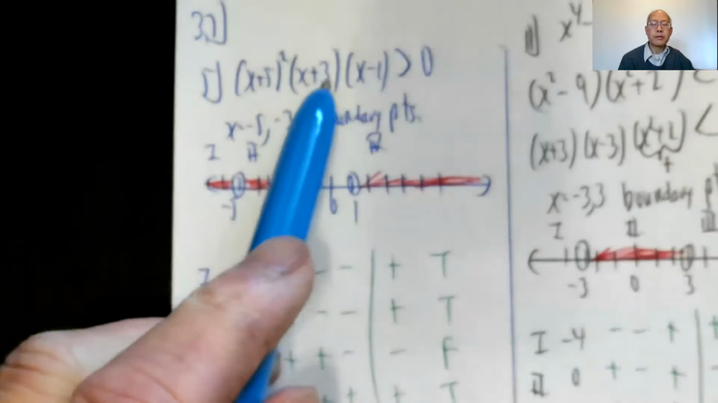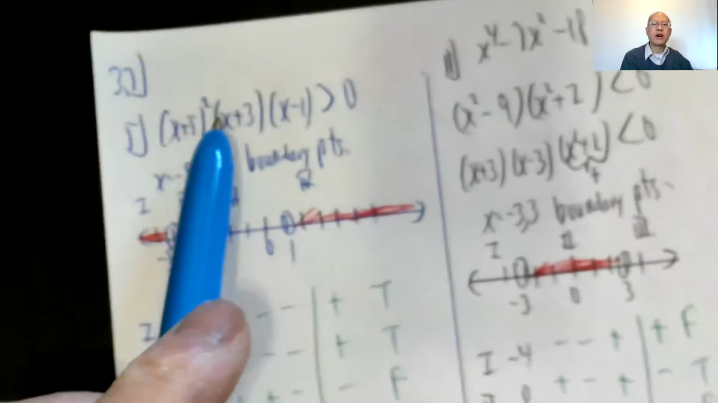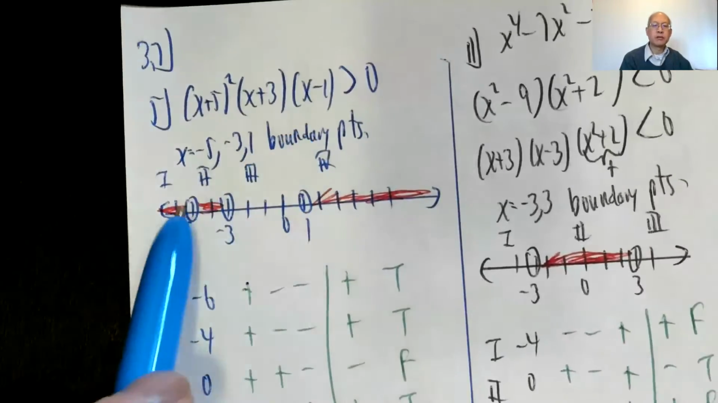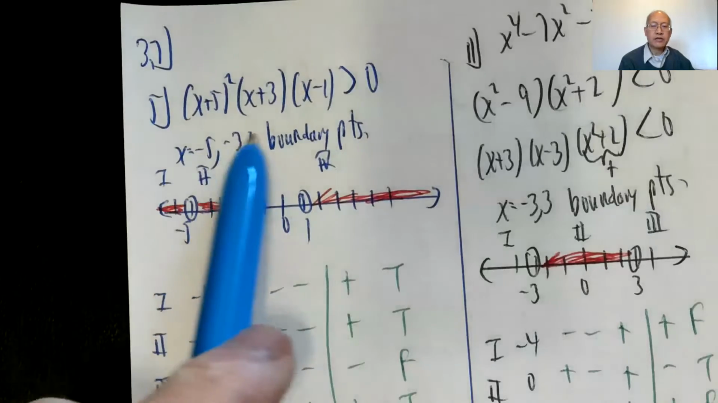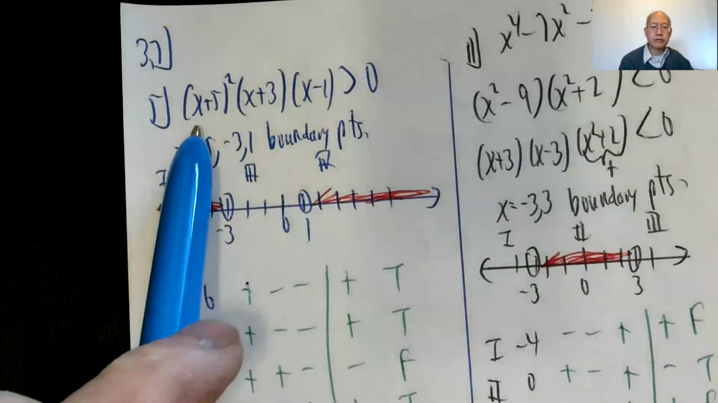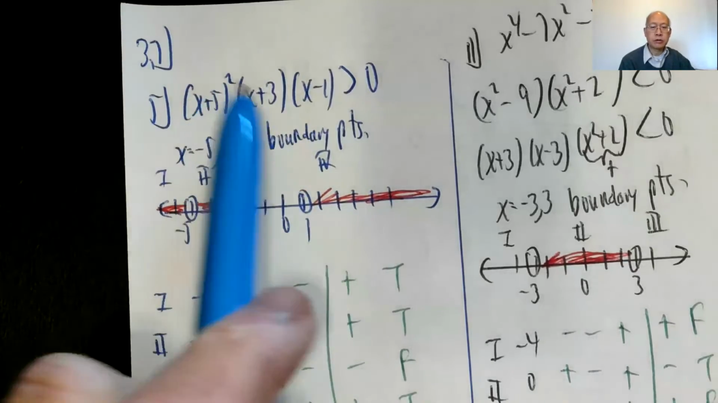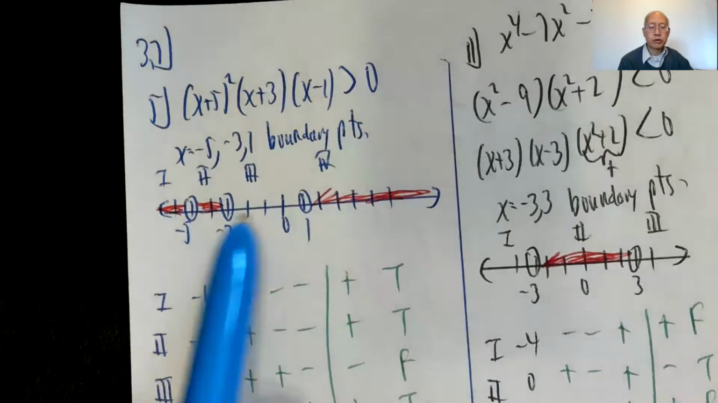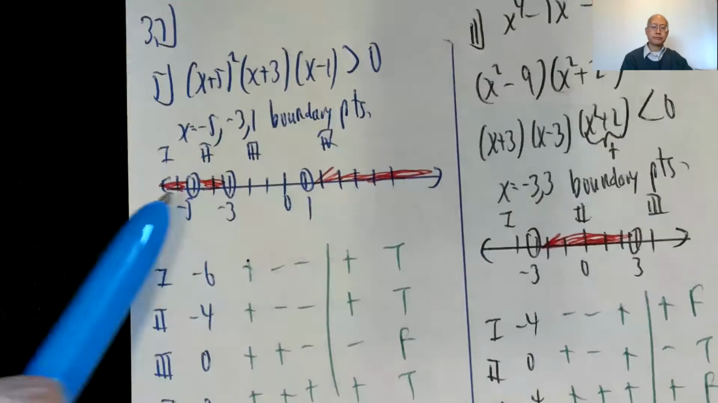First, the zeros of the polynomial are your boundary points. So your boundary numbers are -5, -3, and 1. Put them on the number line. Each of these do not satisfy the original inequality. If I plug in -5 here, here, and here, or -3 here, here, and here, or 1 here and here, in each case you get 0. 0 greater than 0 is false, so they're open. If you had a line underneath it, greater than or equal to 0, they'd all be closed.